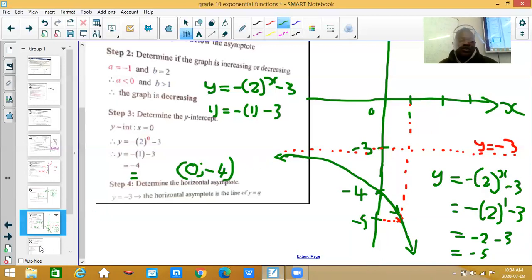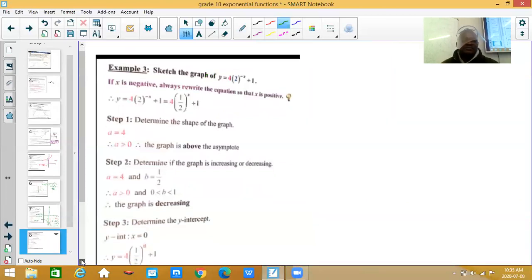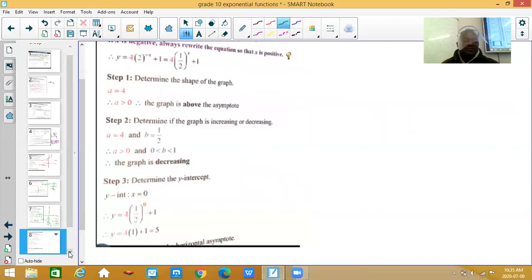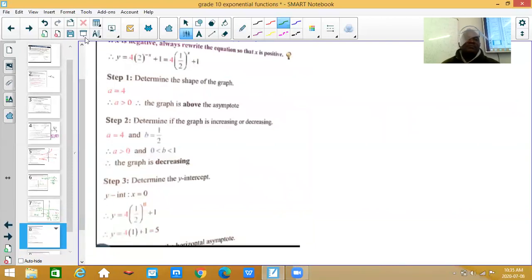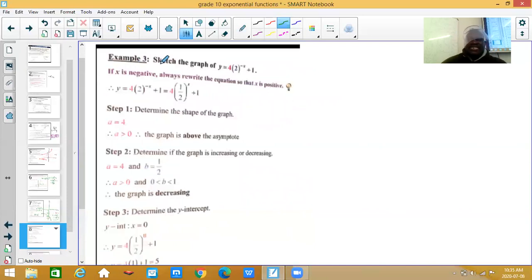Now, let me go on to the next one. We are going on to example 3. Right, on example 3, we have a situation. Sketch the graph of y is equal to 4 times 2 to the power negative x, plus 1. This one now is negative, right? First of all, what does this negative mean?